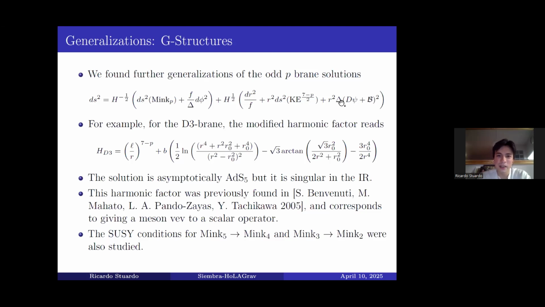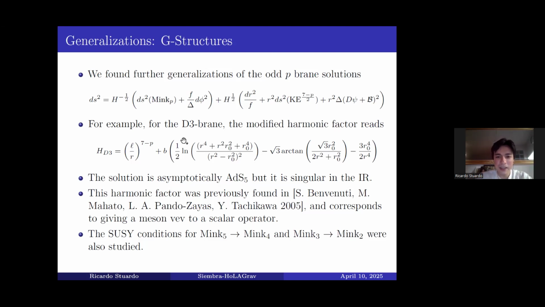The only extra pieces are this function delta, and H that now has an extra piece, which, for example, for the D3 brane, this is the normal piece that we had before, and all of this contribution here is new. Well, new for us, but this thing existed before. So this extra harmonic factor was found by Benvenuti, Mahato, Leopoldo Sayas, and Tachikawa. And basically, this parameter B controls a web of a meson in the dual field theory.